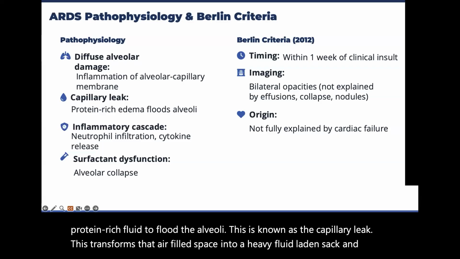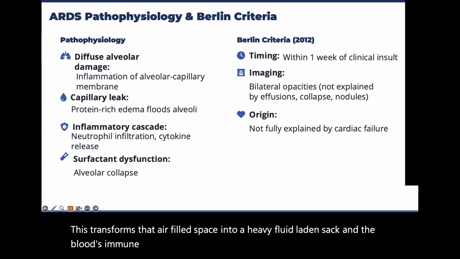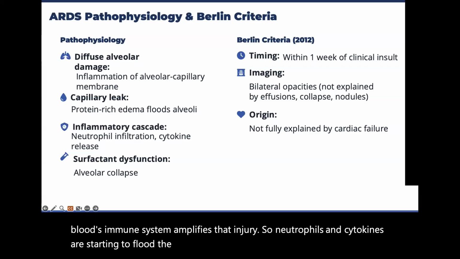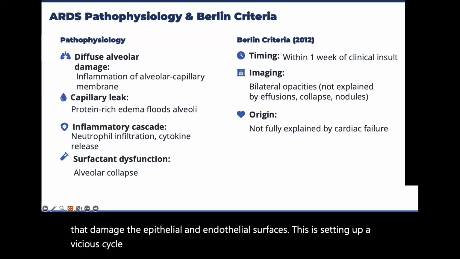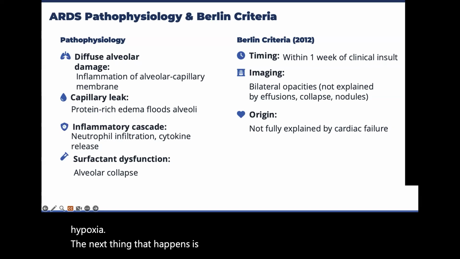And the body's immune system amplifies that injury. Neutrophils and cytokines start to flood the lungs, and you're releasing oxidants and enzymes that damage the epithelial and endothelial surfaces. This is setting up a vicious cycle of more inflammation, which leads to more leak and more hypoxia. The next thing that happens is surfactant dysfunction.